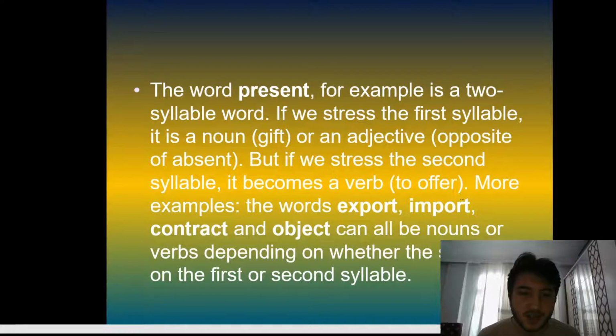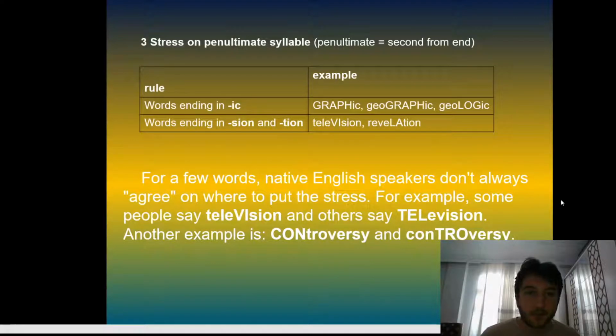More examples. The words export, import, contract, and object can all be nouns or verbs depending on whether the stress is on the first or second syllable. Third rule, stress on penultimate syllable. Penultimate, which means second from end.